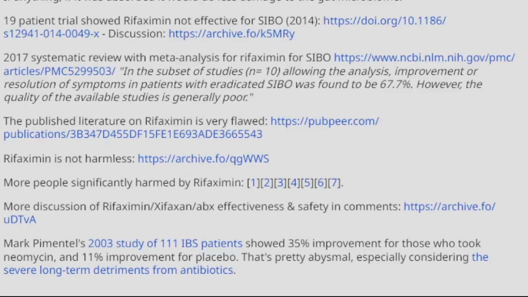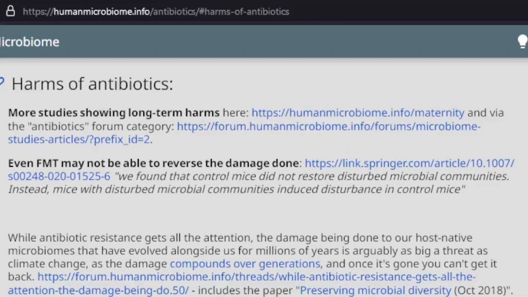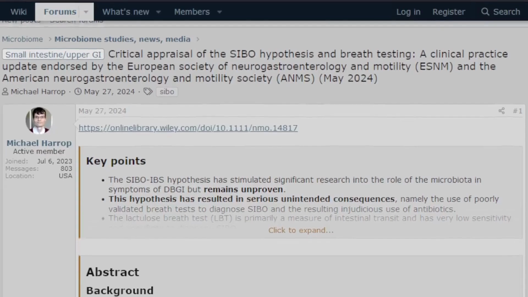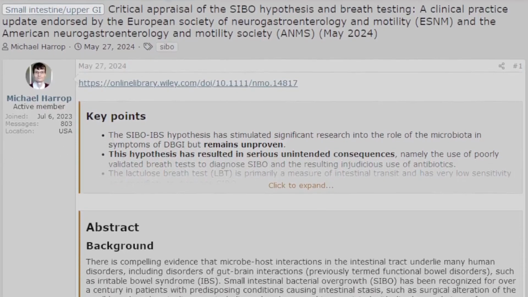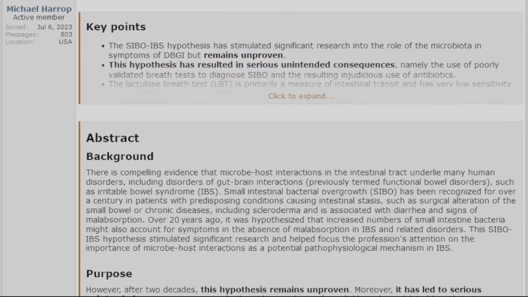There are many patients reporting terrible side effects from this antibiotic, and it's important to keep in mind that antibiotics are inherently harmful, and those harms may not even be reversible with FMT. A 2024 clinical practice update, endorsed by 2 neurogastroenterology and motility societies, concluded that the SIBO hypothesis remains unproven, has led to serious, unintended consequences, and it's time to reject the hypothesis.